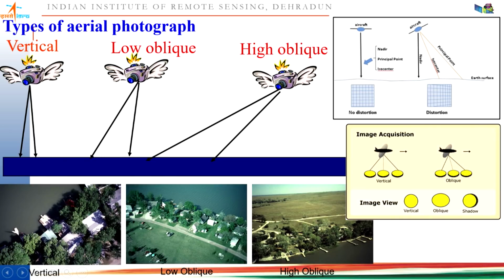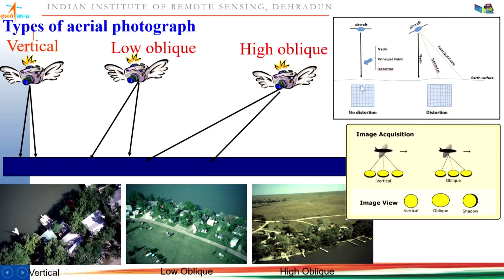A low oblique photograph is the one in which the camera optical axis is tilted, but the horizon is not seen, as you can see here in the third one. In the high oblique photograph, the horizon is also seen. Now what is a horizon? The horizon is the imaginary line at which the sky and the earth seem to meet. So these are three different types: vertical, low oblique and high oblique photographs.